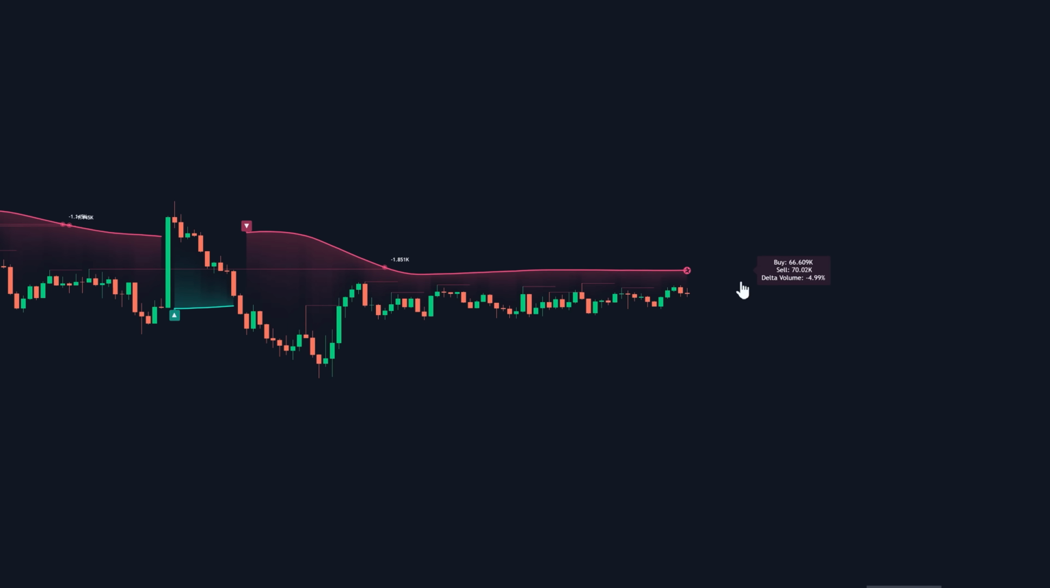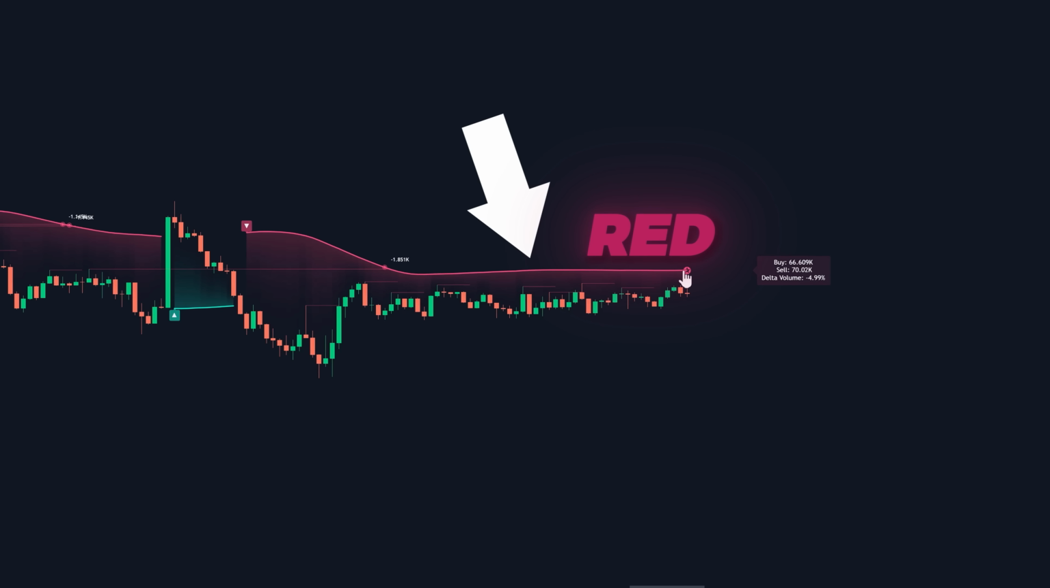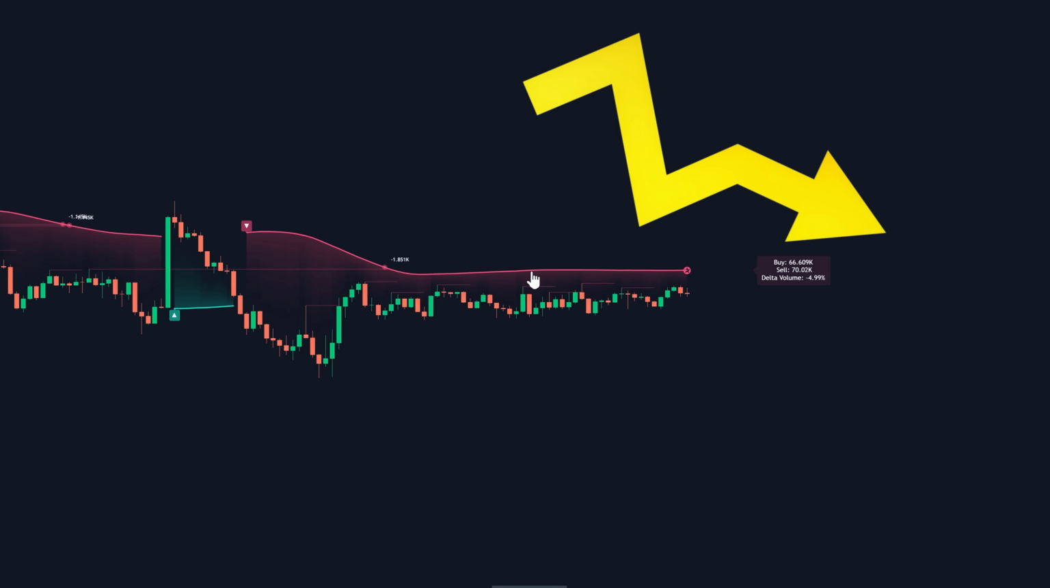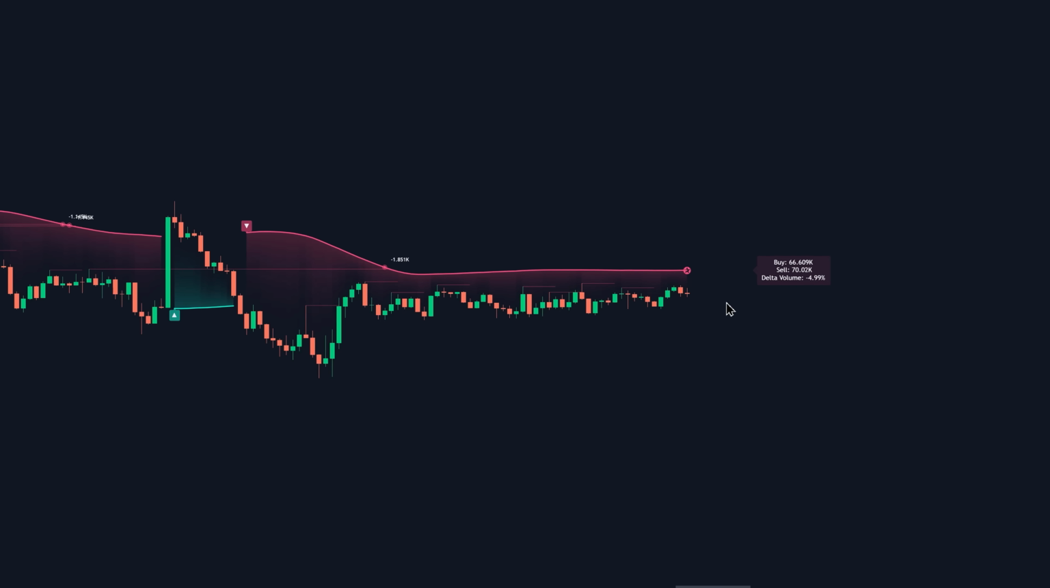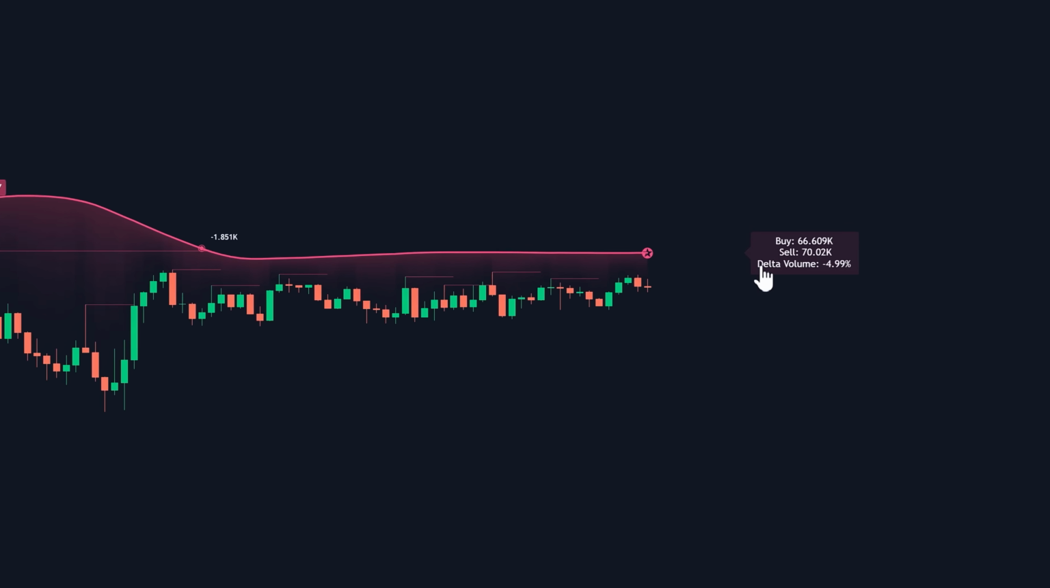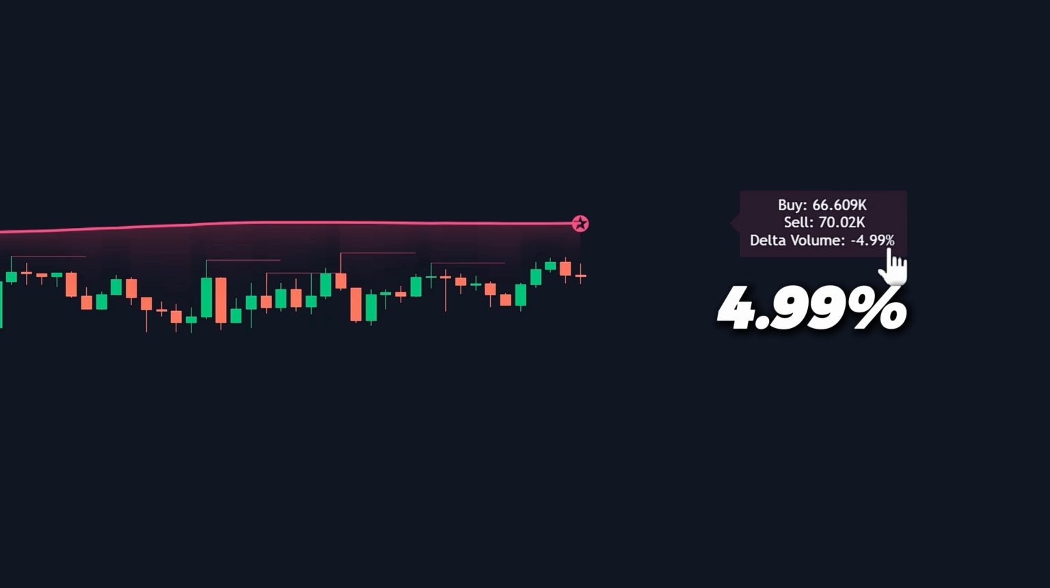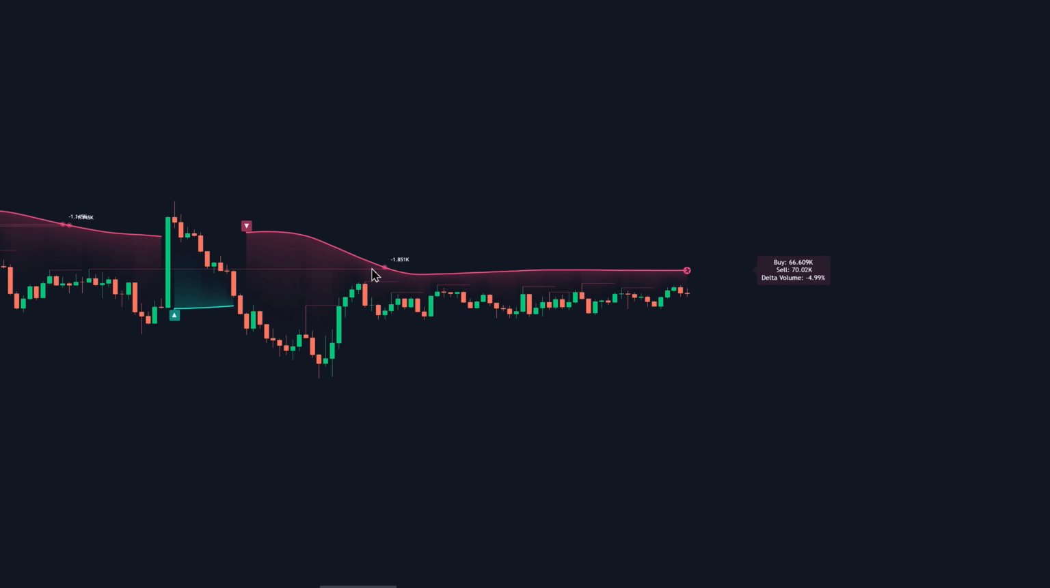If the delta volume is close to zero or positive, but the cloud is red, well, the color of the cloud doesn't matter because it would indicate that the market is ranging. Here the trend cloud was red, which would typically indicate that the market is bearish. But since this is not a moving average, we have a feature that helps us avoid trading in such markets. By looking at the delta volume, which is at 4.99%, super close to zero, we can see that this is not a bearish trend, but rather a ranging market.